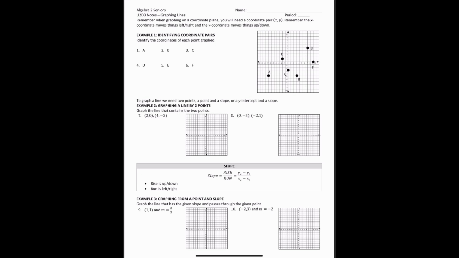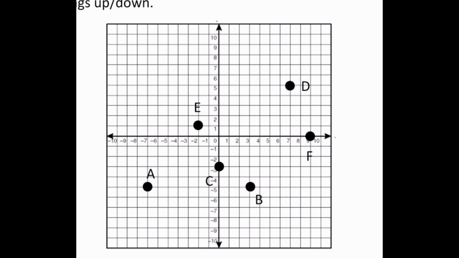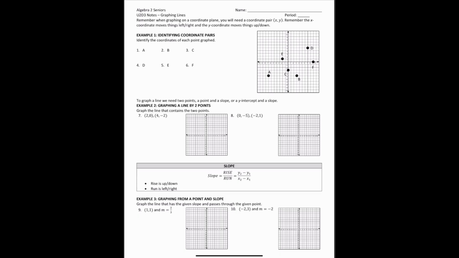All right, welcome to our lesson over graphing lines. So the first thing that we're going to do is learn how to identify coordinate pairs. Now, when we graph points or identify points, we need a coordinate pair. Now, remember, the horizontal line is the x-axis, and then the vertical line is our y-axis. The x-coordinate moves things left or right, and the y-coordinate moves things up and down.